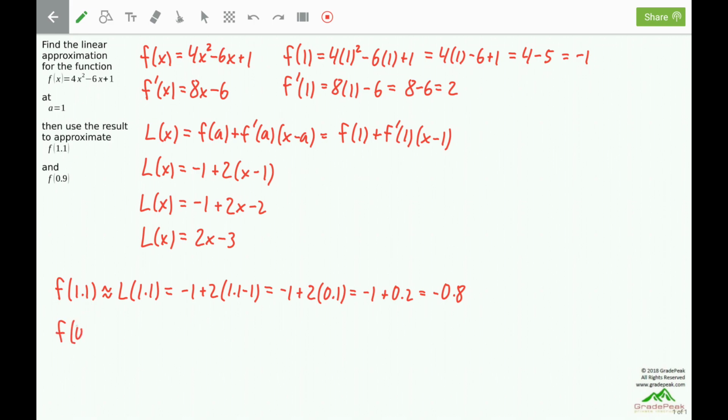To approximate f of 0.9, again the linearization can be used, but this time at 0.9. The same version of it will be used, plugging in 0.9. This will give negative 1 plus 2 times 0.9 minus 1, which is negative 0.1, which gives negative 1 plus 2 times negative 0.1, which is negative 0.2. Negative 1 minus 0.2 gives negative 1.2.